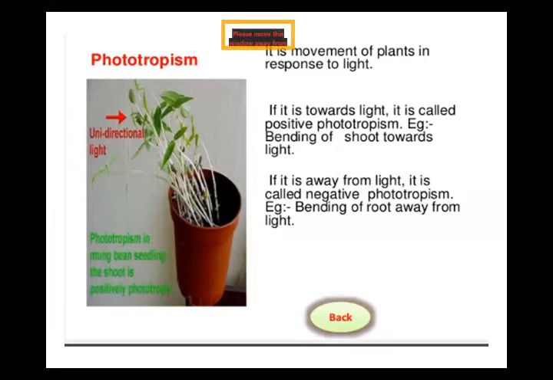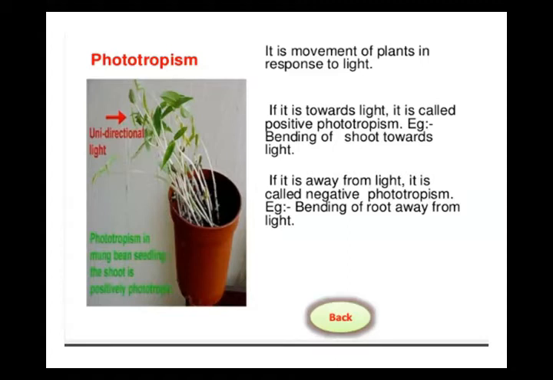For example, in a dark room, we put one plant, and there is one hole through which light enters the room. The plant movement is towards the sunlight. It is shown on the slide. It is towards the light.